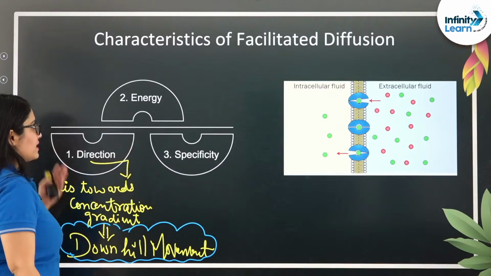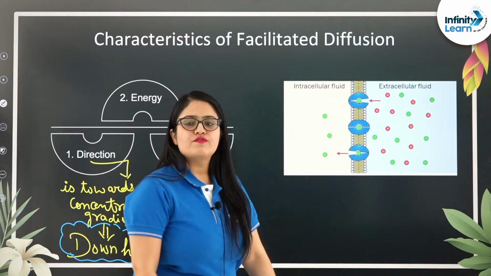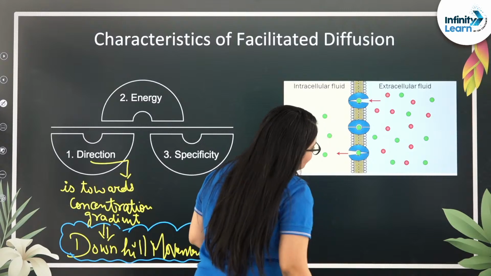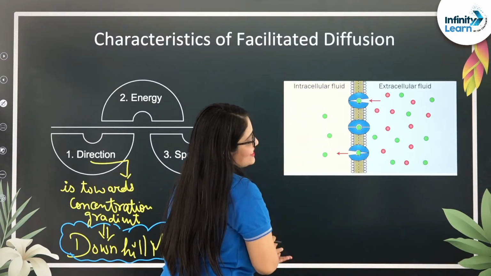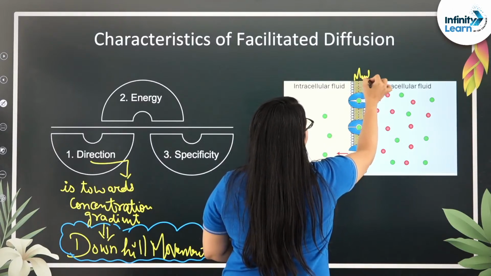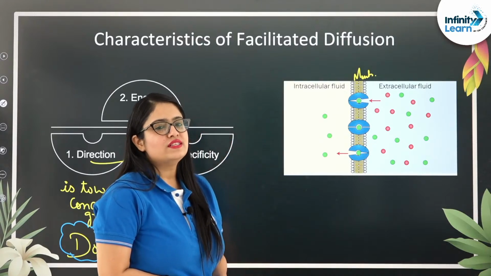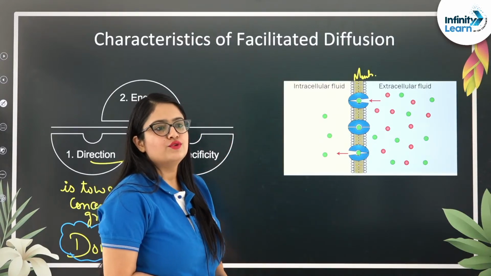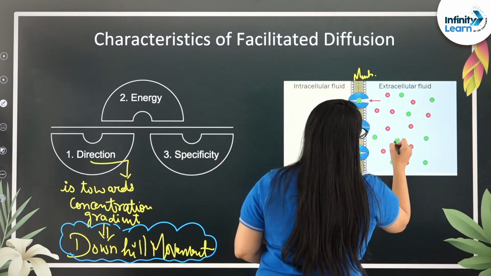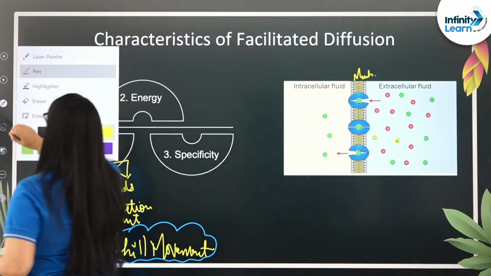Next characteristic is energy. See, students, if you notice here, this is an example of facilitated diffusion. And see here, students, who is getting facilitatedly diffused? This is the plasma membrane, right? And what are these, my kids? These blue structures are the plasma membrane proteins that are helping in the facilitated diffusion of these green molecules. See, my kids, if you notice these green molecules, there is a higher concentration of green molecules over here. Where?